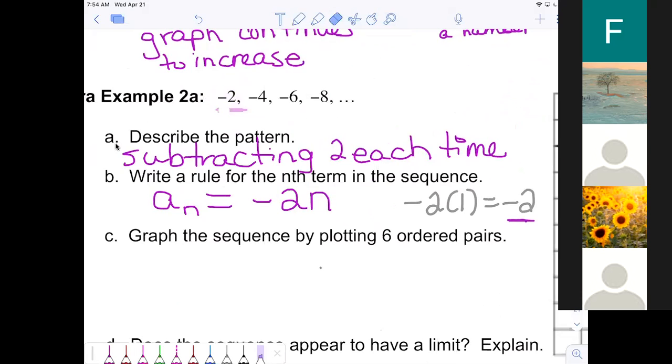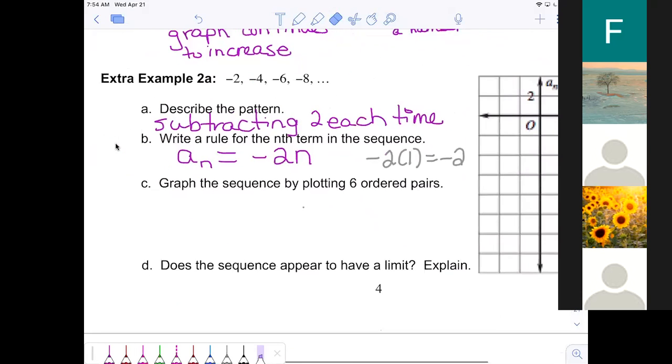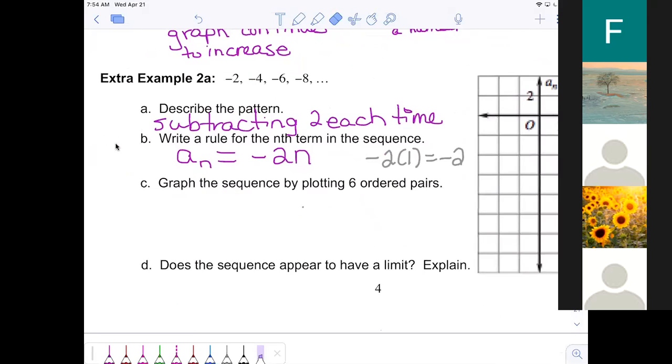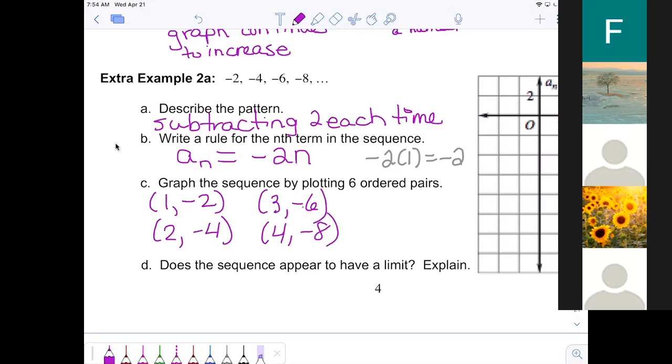All right, so let's graph this. The third part, graph the sequence by plotting 6 ordered pairs. So again, position, term, position, term. And you're given 4 numbers in the sequence. We want to graph 6. And this is what part of your homework is going to be doing. Part of the homework will be just plotting points and graphing the sequence.